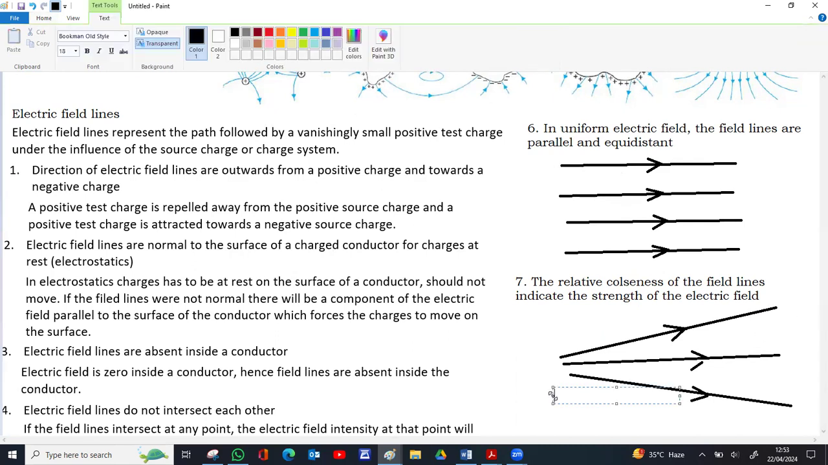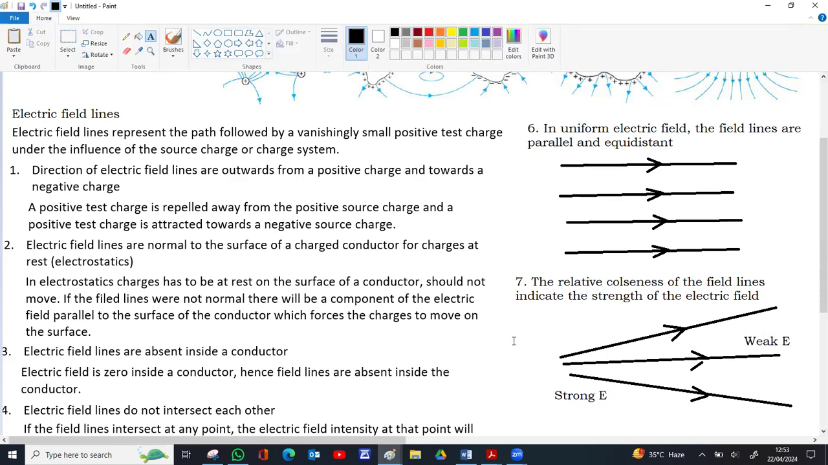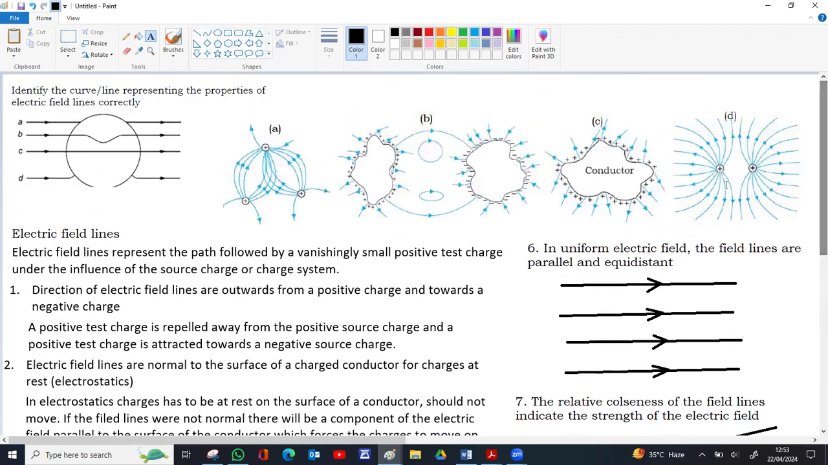So this is a region of strong electric field, and this is a region of weak electric field. So these are the important properties of electric field lines. And we will discuss 5 properties for the question, which basically can be one topic for properties of electric field lines.